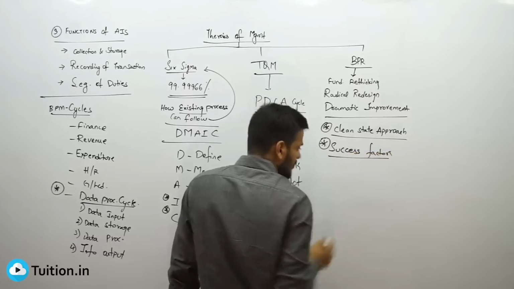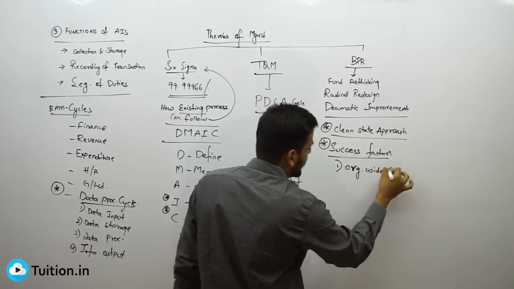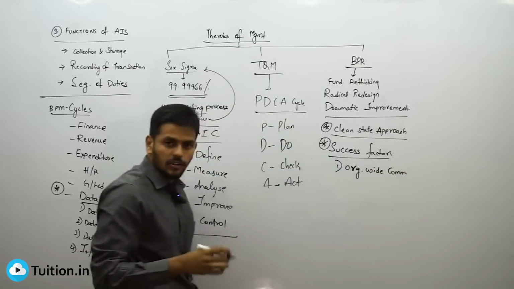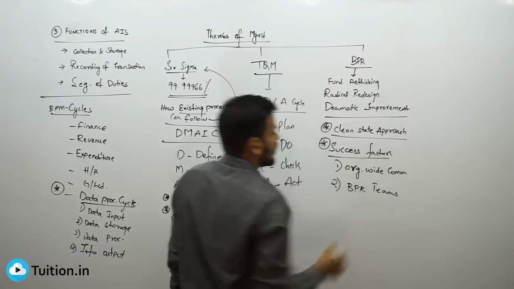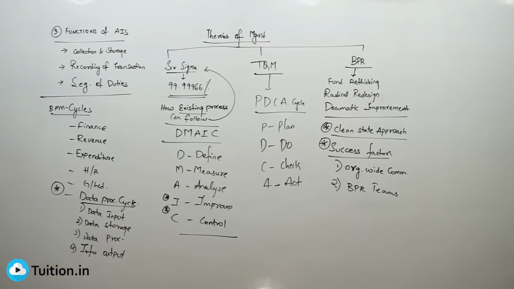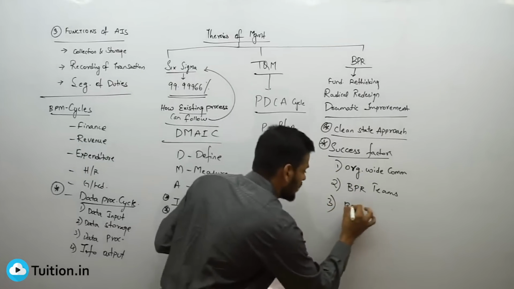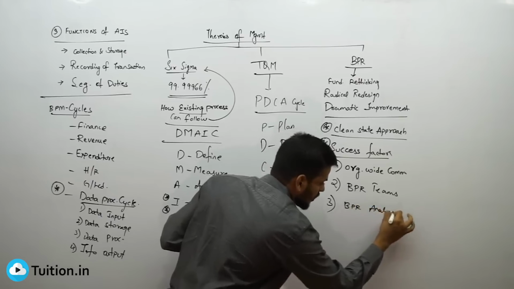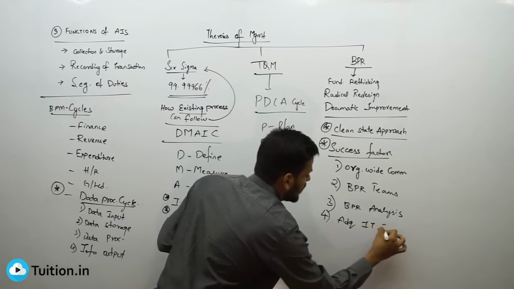Then the next but the most important question in BPR is about the success factors. There are 6 success factors in BPR, guys. First is I need commitment from the entire organization, organization wide commitment, right? Then configuring the entire thing into BPR teams, right? Why do I want to configure the entire thing into BPR teams? Because this entire thing can't be applied once and for all. So I will break them down into teams, and each team will have a maximum of 10 number of people, right? Then all that I need to do here is BPR analysis, step number 3.